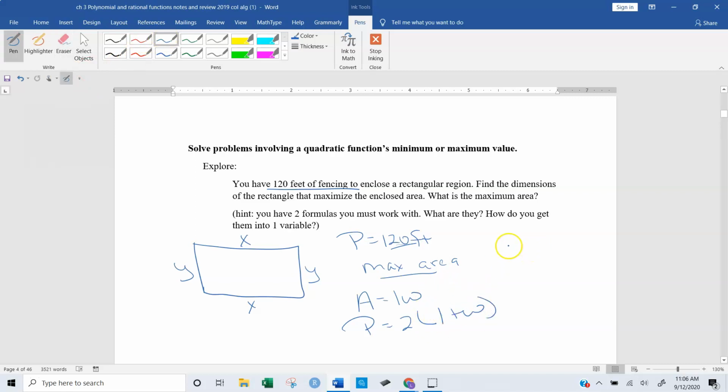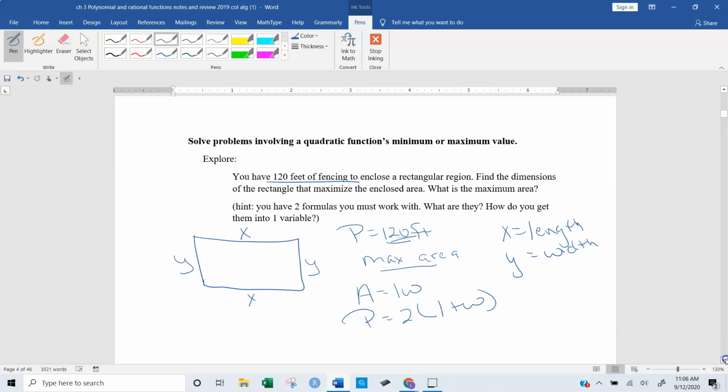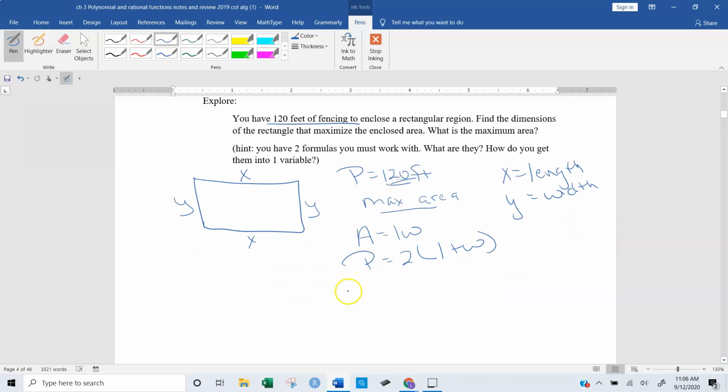Okay, in mine, I let the x equal the length and y equals the width. Okay, I got perimeter 120. It's the only number I'm given. So over here, I'm going to plug that in. I know 120 is equal to 2 times, since I used x and y, it'd be x plus y. Well, if I divide by 2, I know 60 is equal to x plus y.